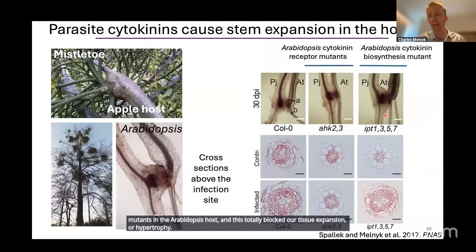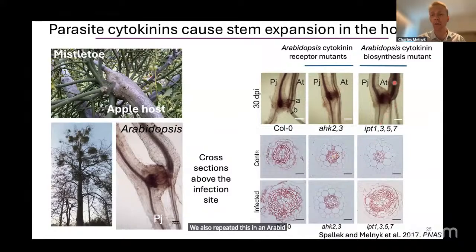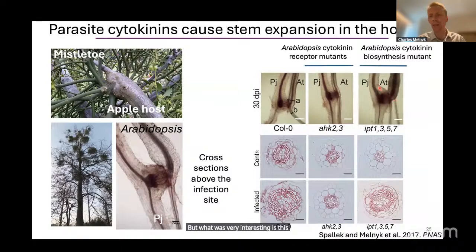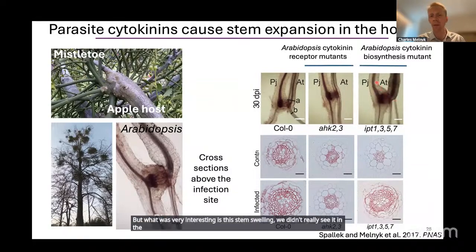We also repeated this in an Arabidopsis cytokinin biosynthesis mutant, and it still occurred, really suggesting that the cytokinins were coming from the parasite, moving to the host, and causing the stem swelling. But what was very interesting is that we didn't really see this stem swelling in the parasite. So the parasite was resistant somehow to this hypertrophy. It was really happening in the host.